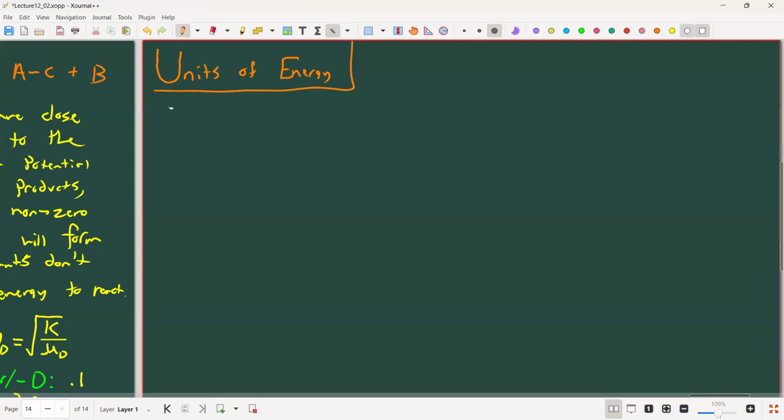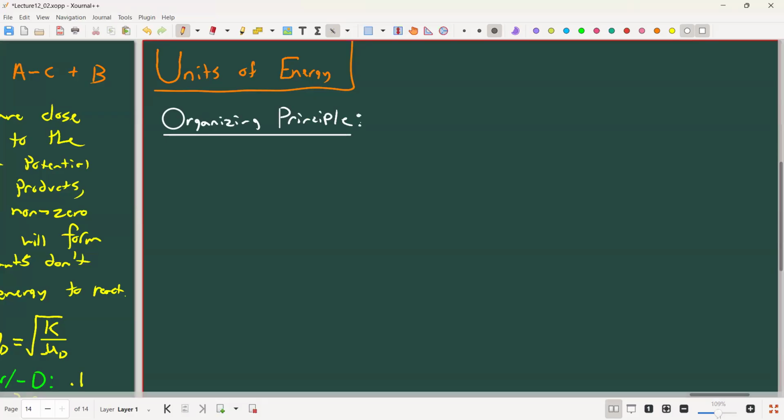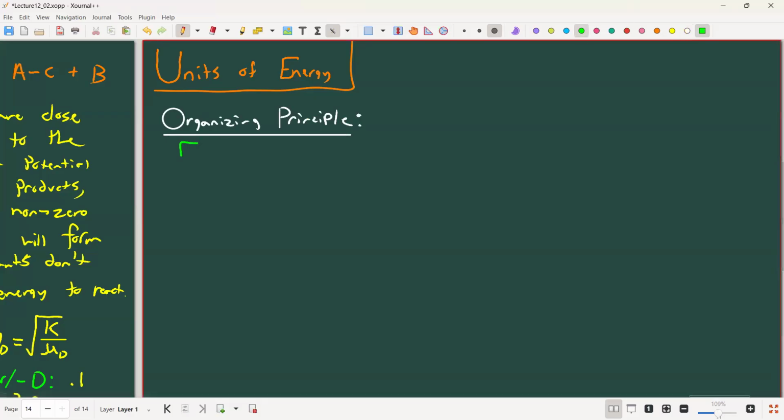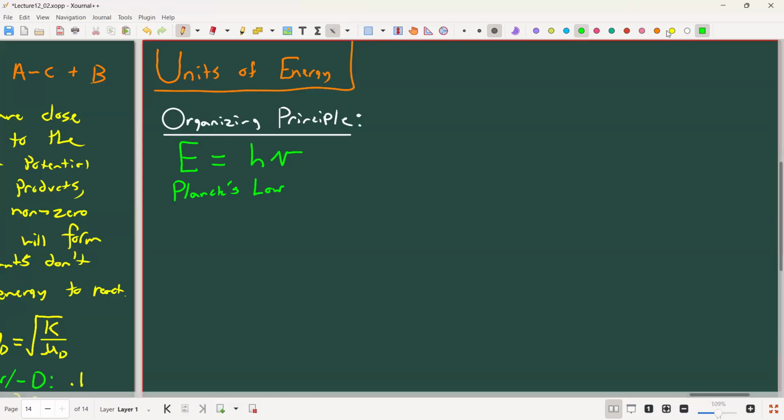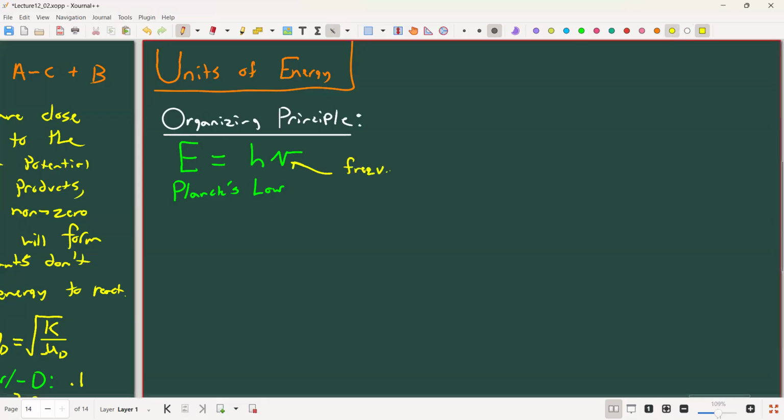All right. So we have a primary organizing principle that allows us to calculate energies in our system in quantum mechanics. Just one equation. That the energy of a system is equal to h bar times its frequency, right? Planck's law. Of course, this is the frequency, which is in per seconds.